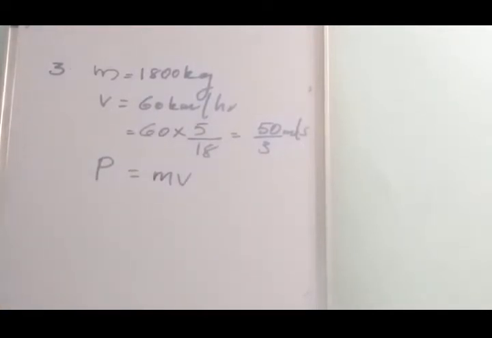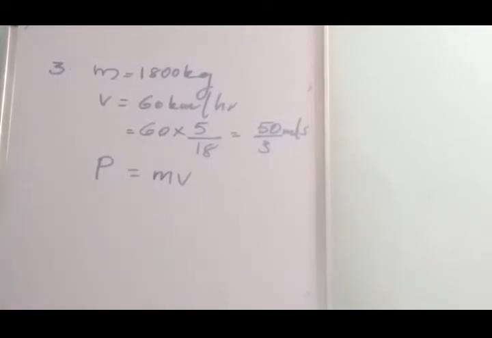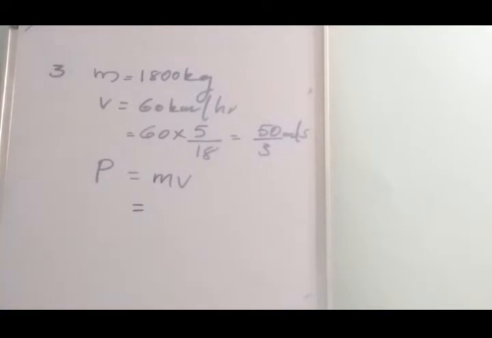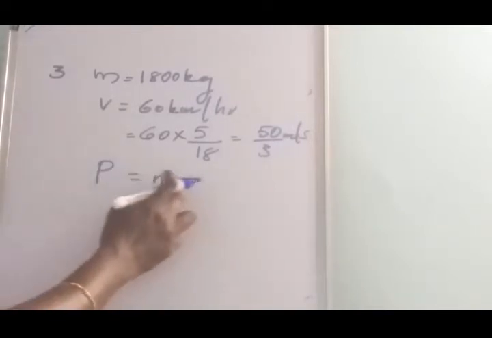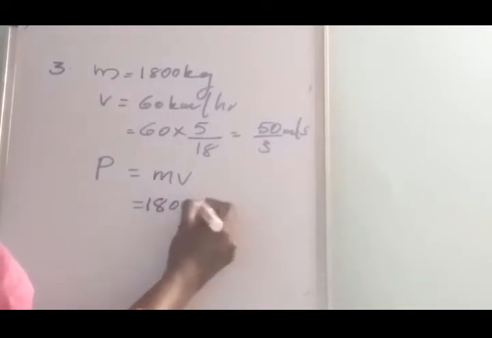That is the velocity. And here we have to find what? Momentum of the car. So we know the equation for momentum, P is mass into velocity, m into v. Here the mass is given as 1800 into velocity.